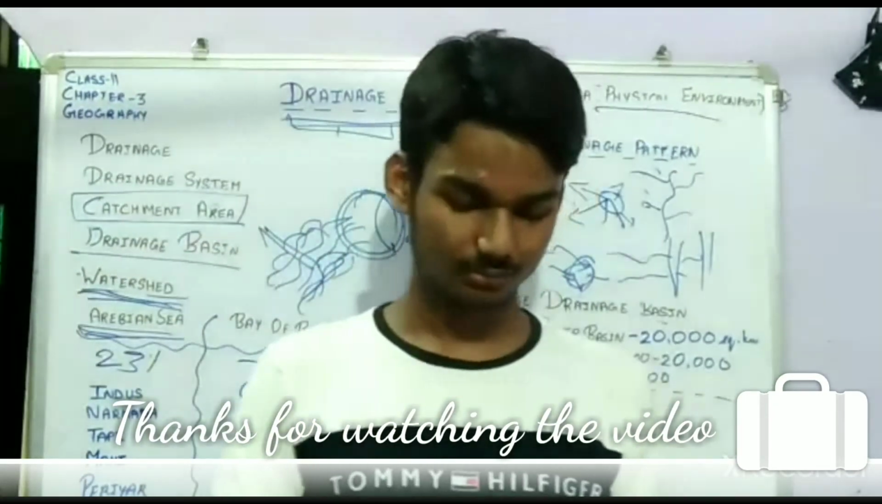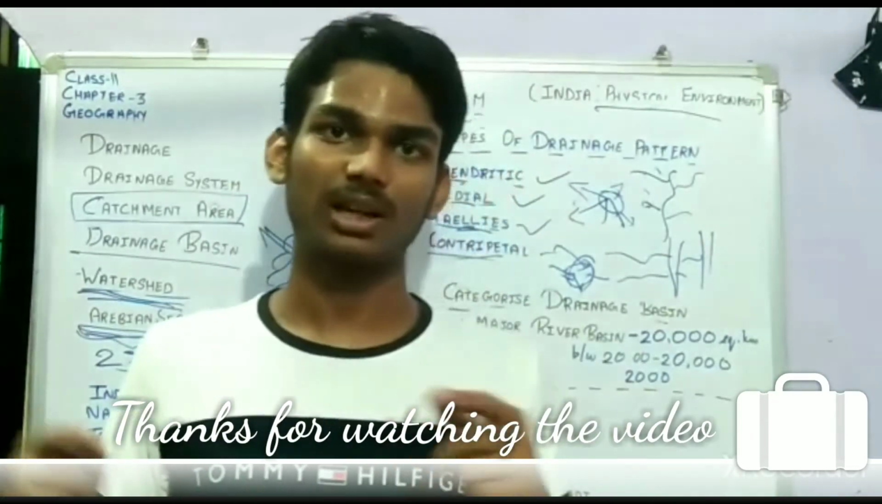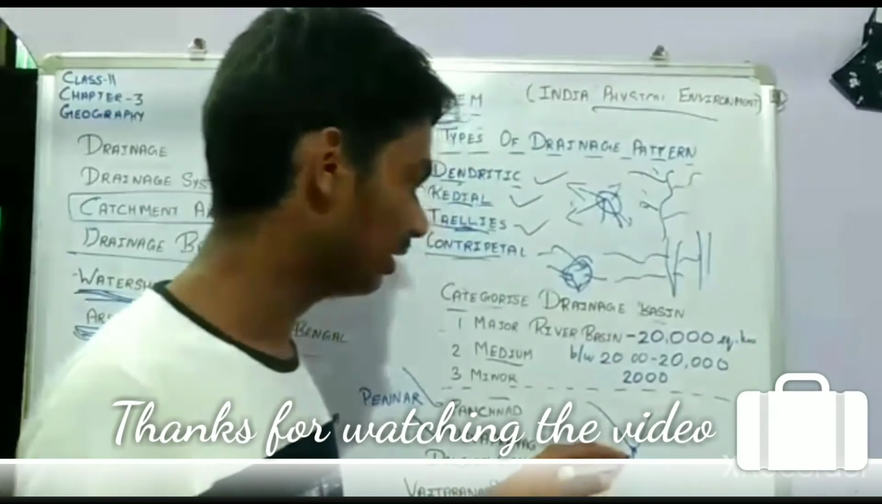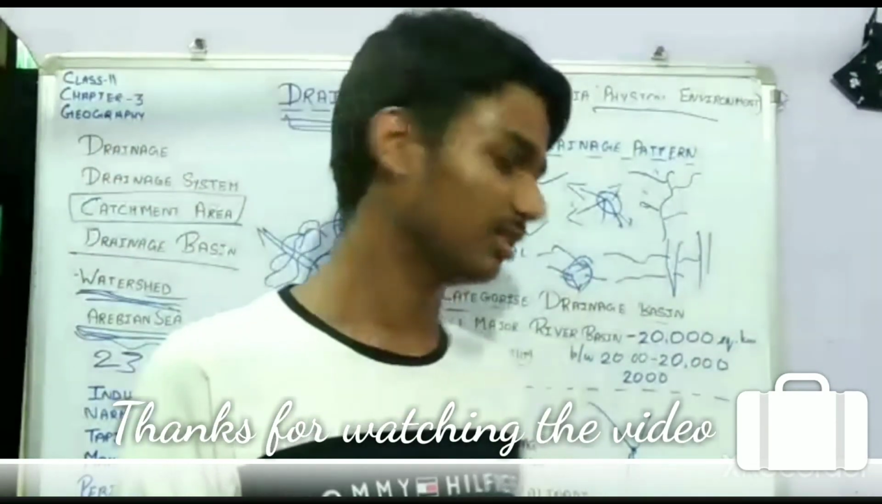Devprayag is the place of confluence of Alaknanda and Bhagirathi. These are two rivers, and here it becomes Ganga. Now Dakshin Ganga. Godavari is known as Dakshin Ganga. We all know this.